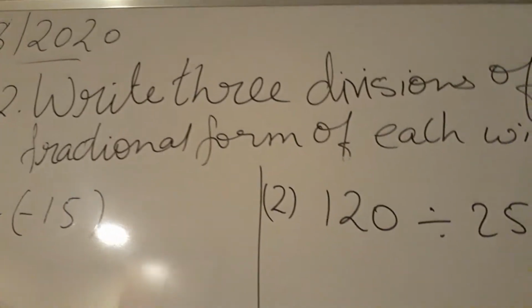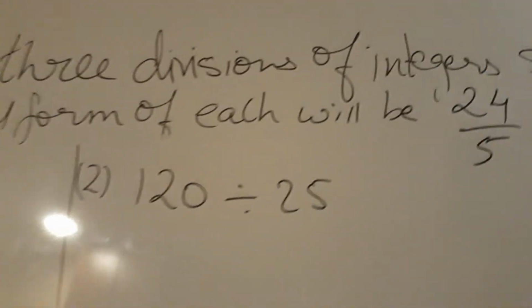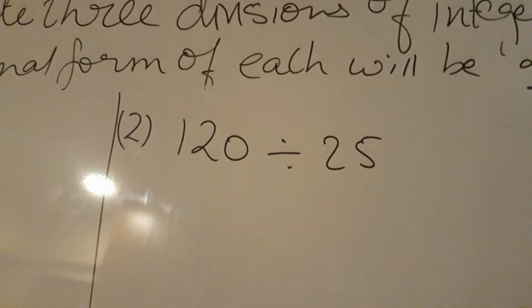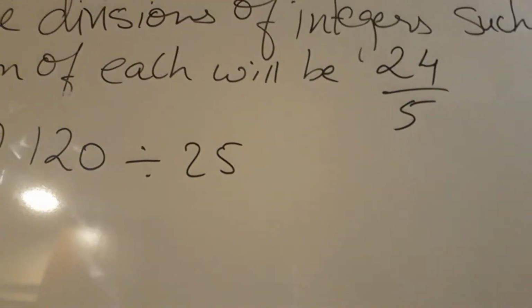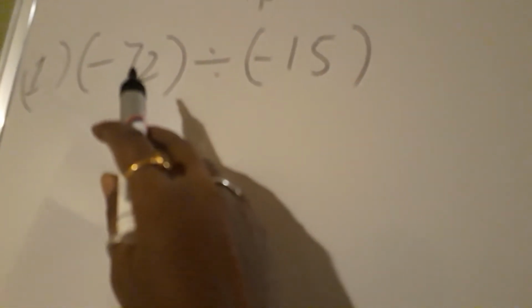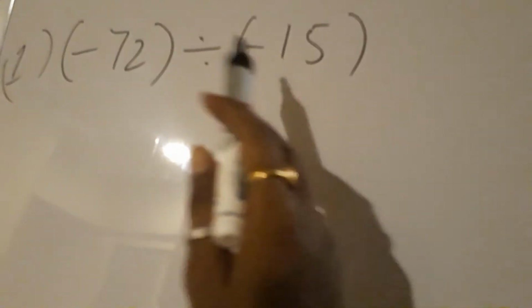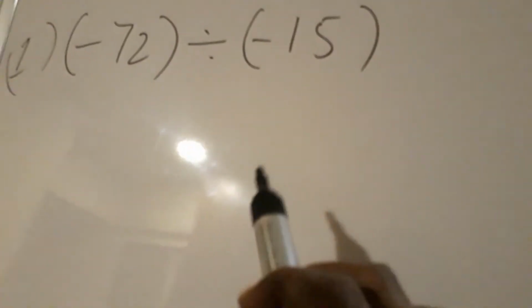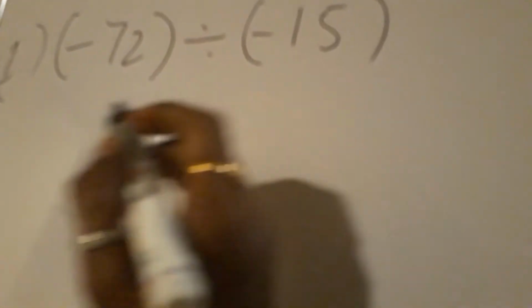So the question says, write 3 divisions of integers such that the fractional form of each will be 24 upon 5. What does that mean? They mean write 3 divisions. This is the first one. A division in which the fractional form should be giving you 24 upon 5. Now we will write it in a fractional form, minus 72 upon minus 15.